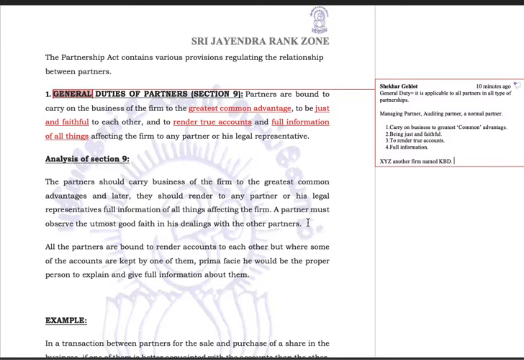A partner must observe the utmost good faith in his dealings with the other partners. We are not talking about good faith, we are talking about utmost good faith. Something bigger than good faith, something more than fairness. Utmost fairness in his dealings with the other partners. So you have to be very truthful while dealing with the other partners. This is what Section 9 tells all partners across all kinds of partnerships. These are not special duties, like we discussed earlier.